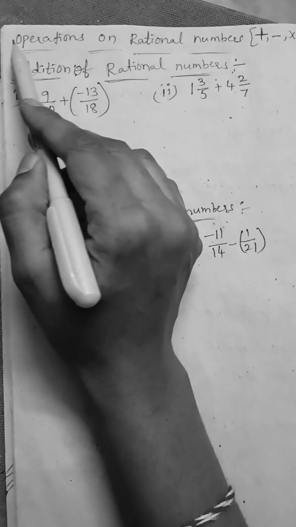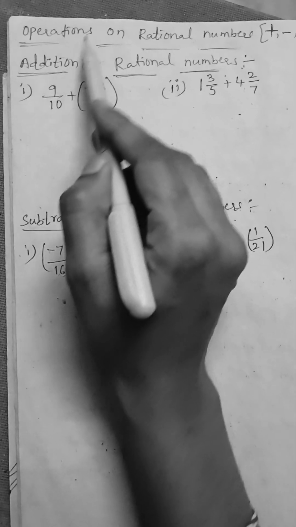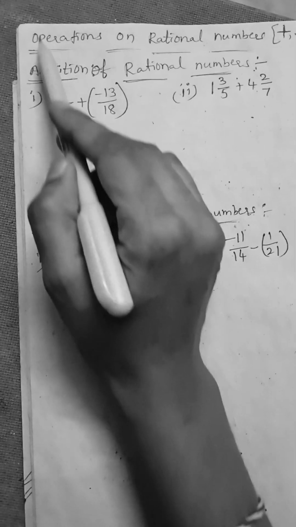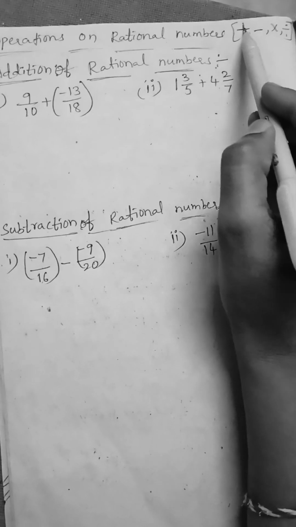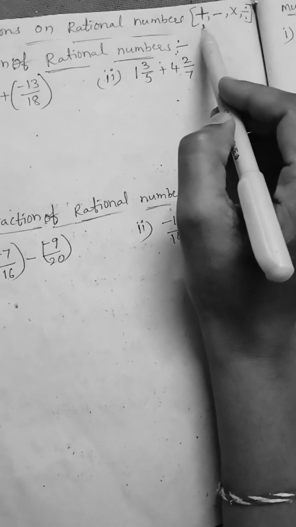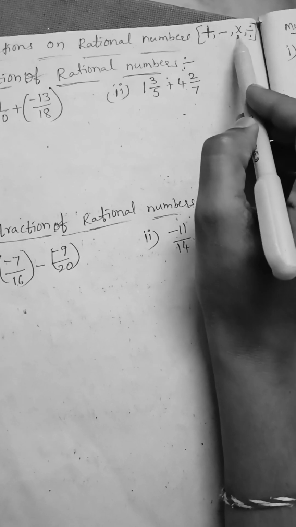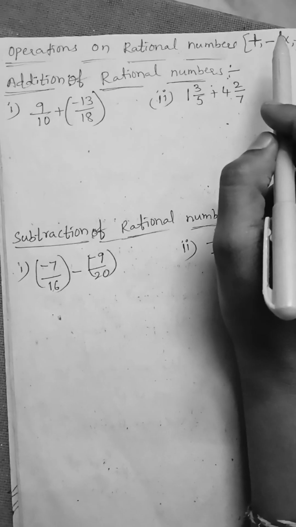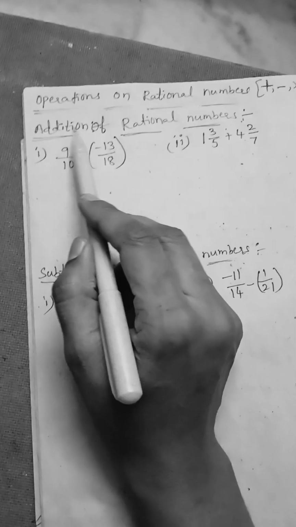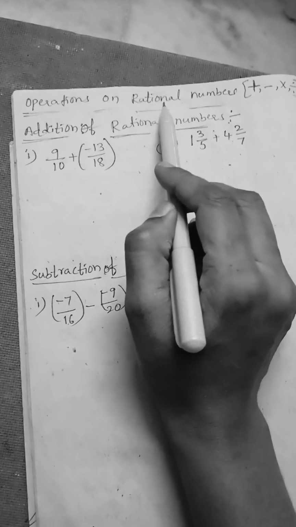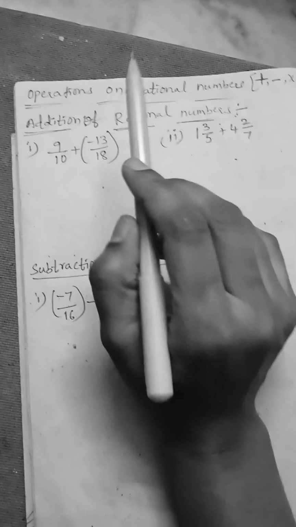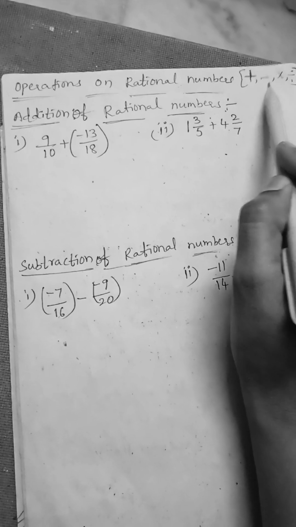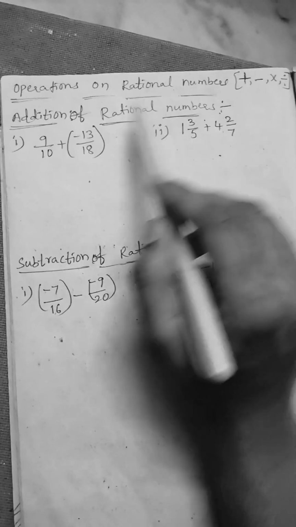Operations means what? From the first class onwards we are studying operations only. We have 4 operations: addition, subtraction, multiplication and division. These are all 4 operations in mathematics. Now, operations on rational numbers. How can we do addition, subtraction, multiplication and division on rational numbers? We have to know now.